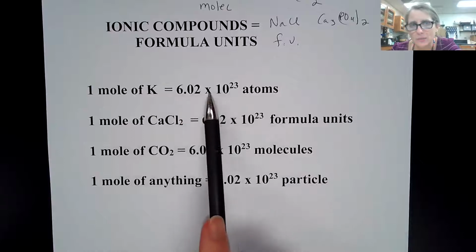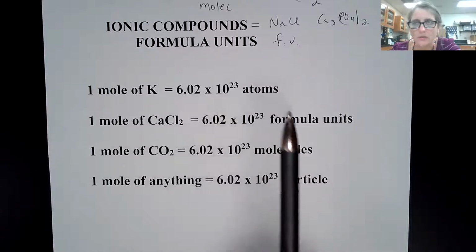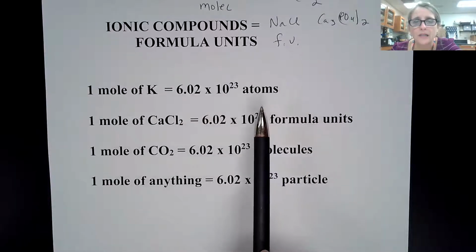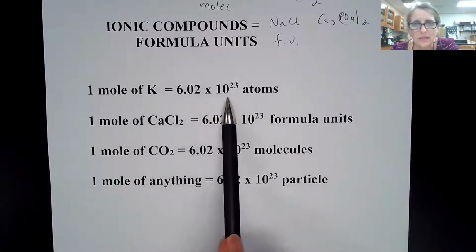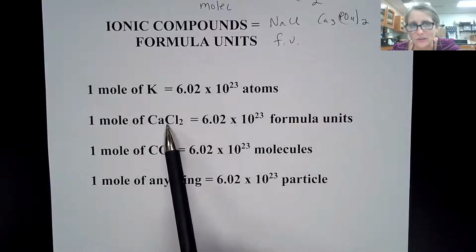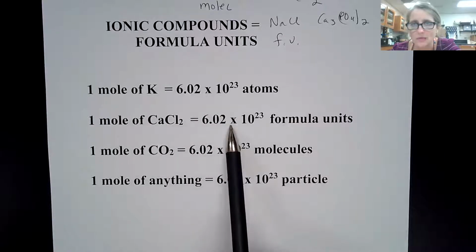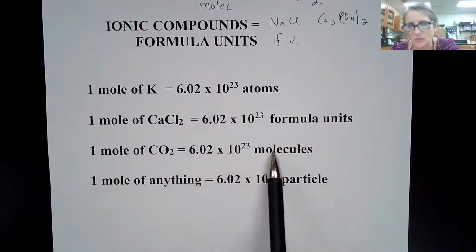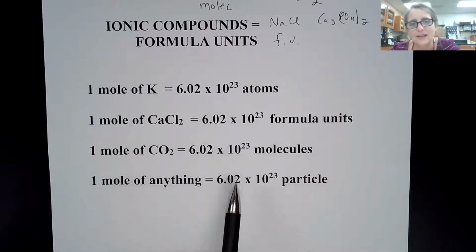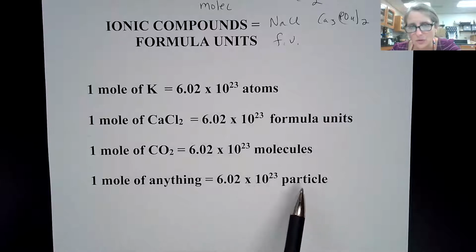But realize that a mole of any element is going to be equal to 6.02 times 10 to the 23rd. And in the previous videos, we did 1 mole is equal to so many grams off the periodic table. So this is always going to be the same. 1 mole of calcium chloride is 6.02 times 10 to the 23 formula units. A mole of CO2 is 6.02 times 10 to the 23 molecules. A mole of anything is equal to 6.02 times 10 to the 23 particles.